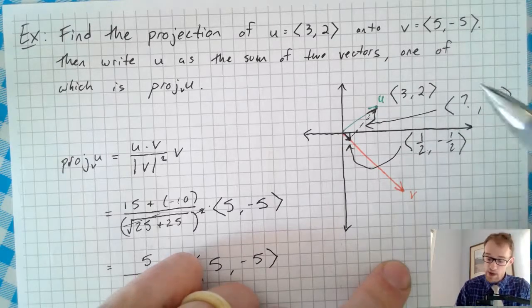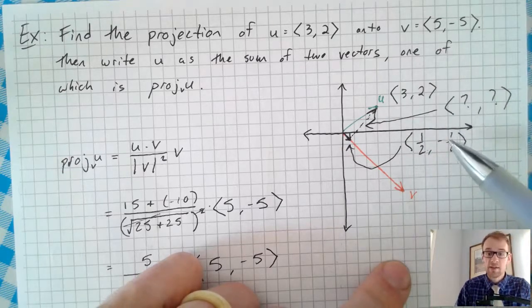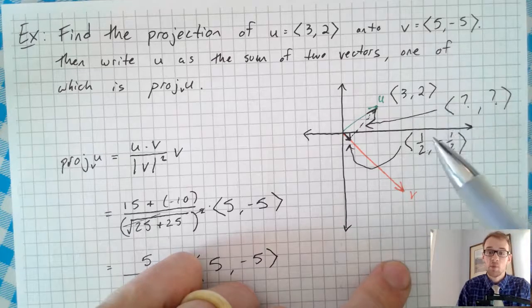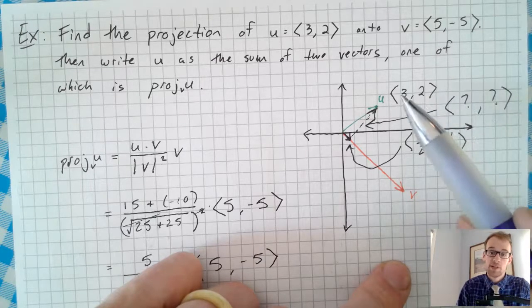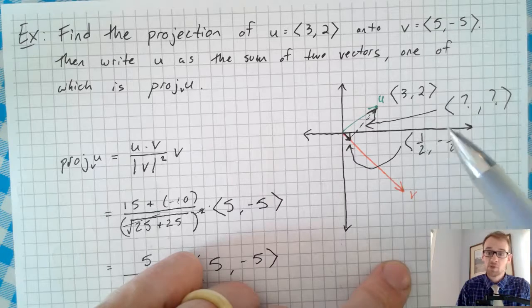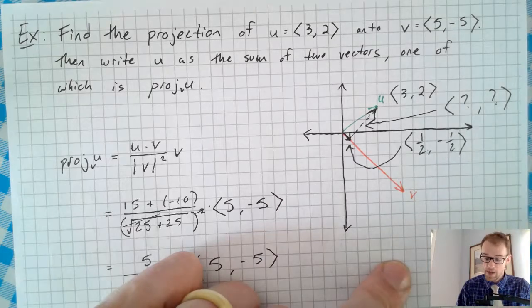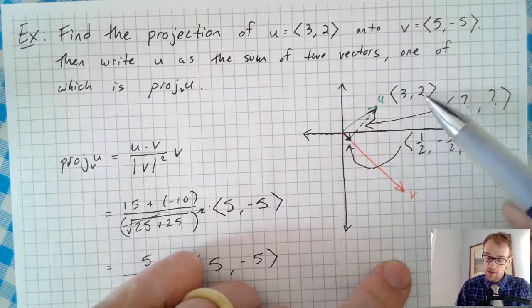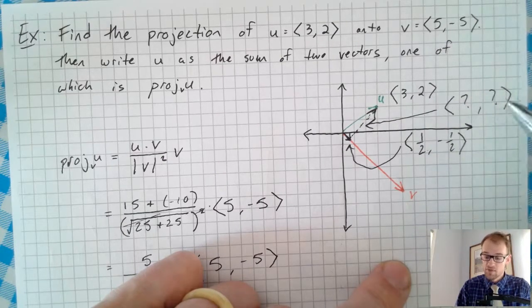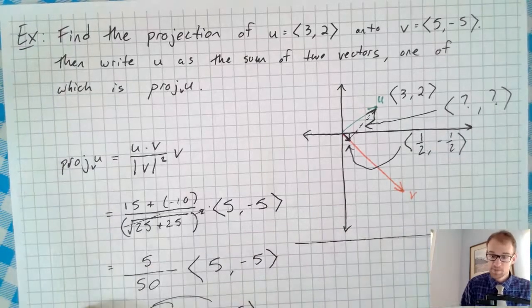Oh, subtract vector A from vector u, right? If 1/2 plus question mark equals 3, then 3 minus 1/2 will equal this question mark here, right? And if negative 1/2 plus question mark equals 2, then 2 minus negative 1/2 will give me this question mark. Okay, so I'll just show my work over here.